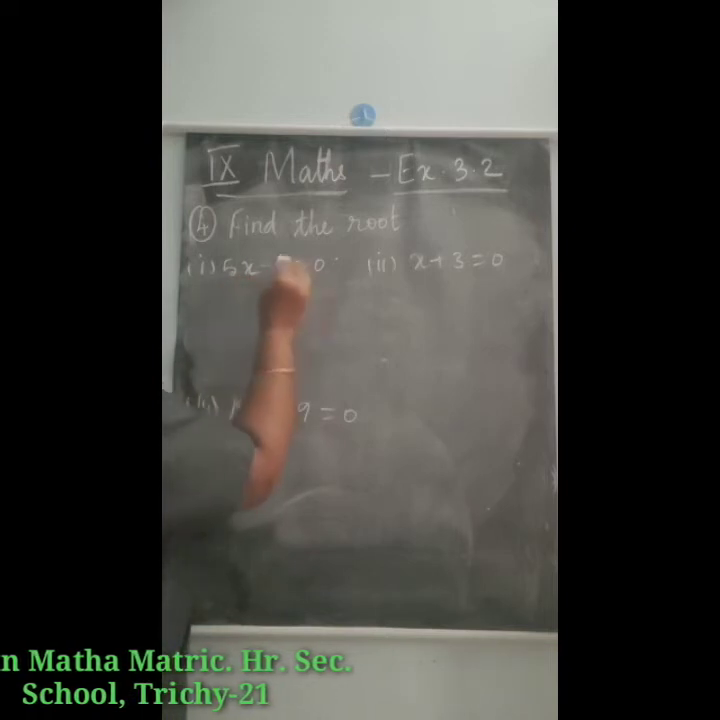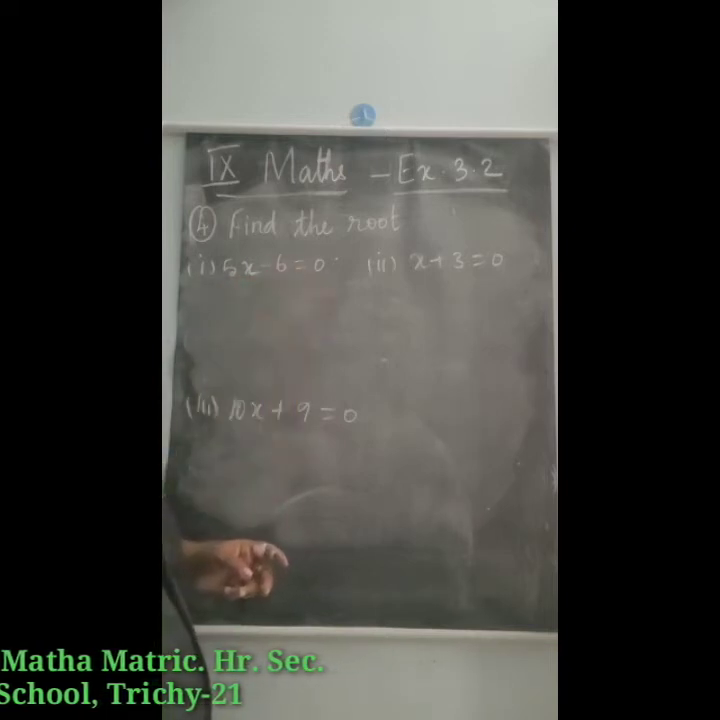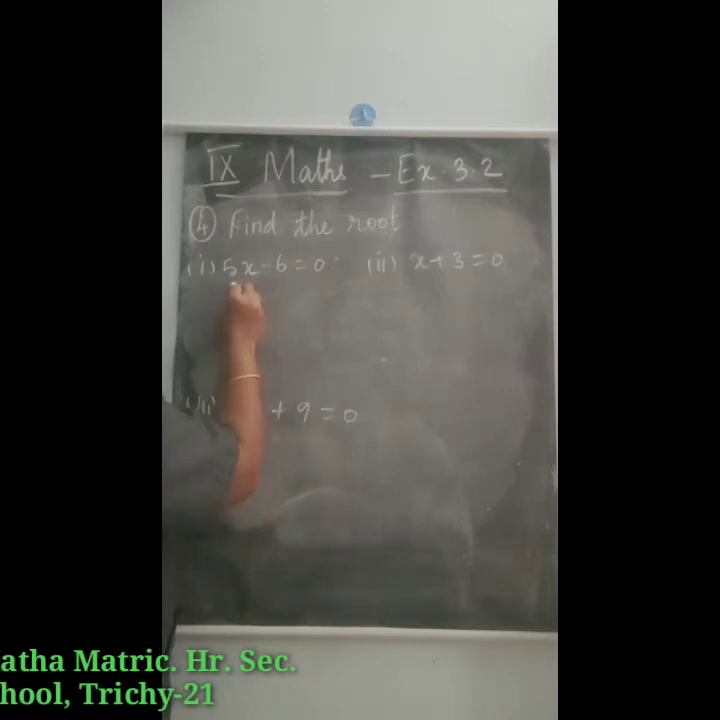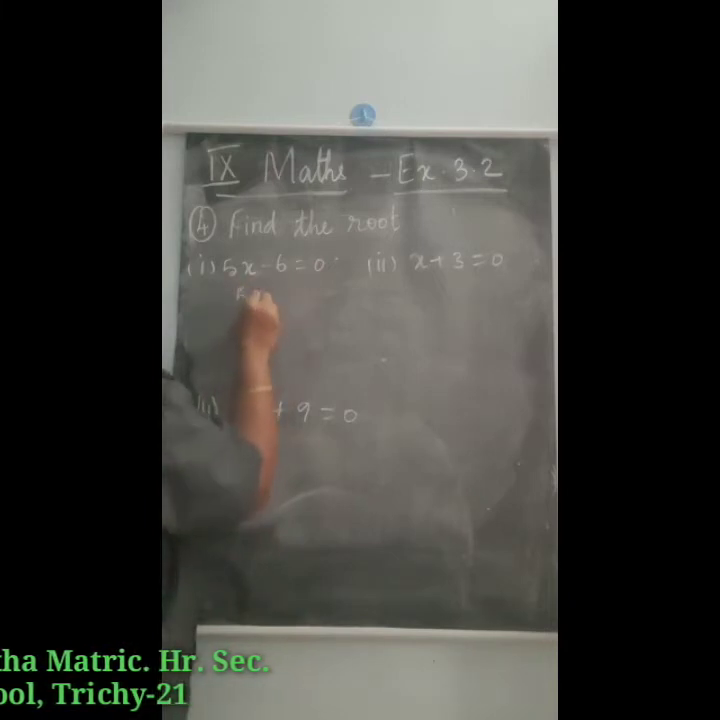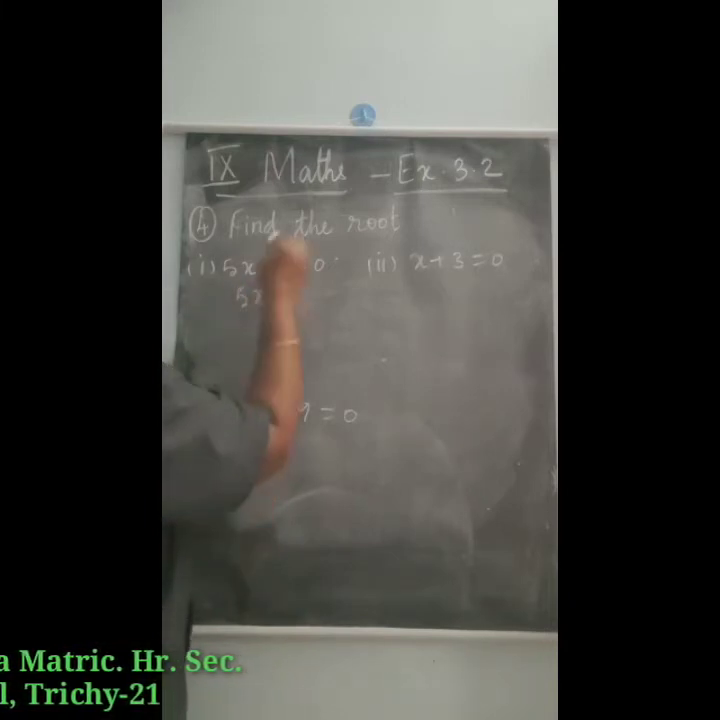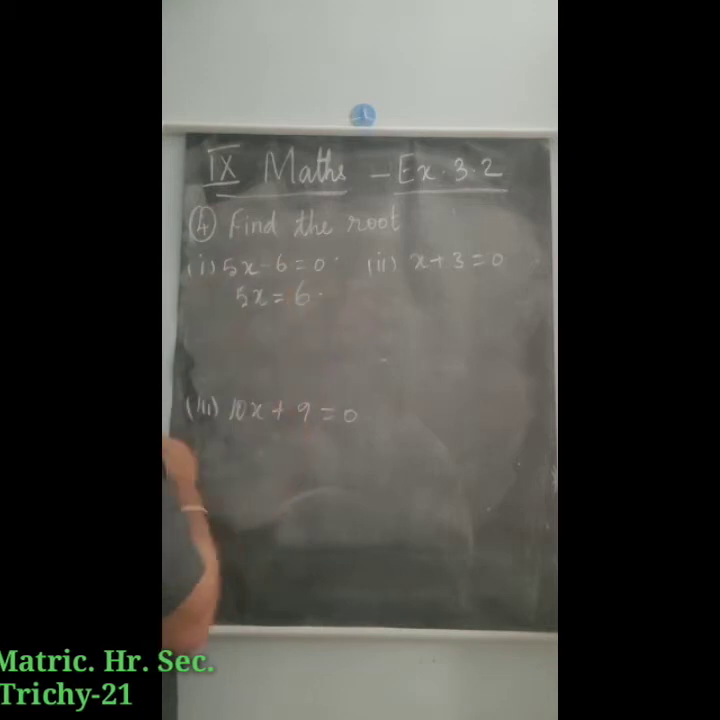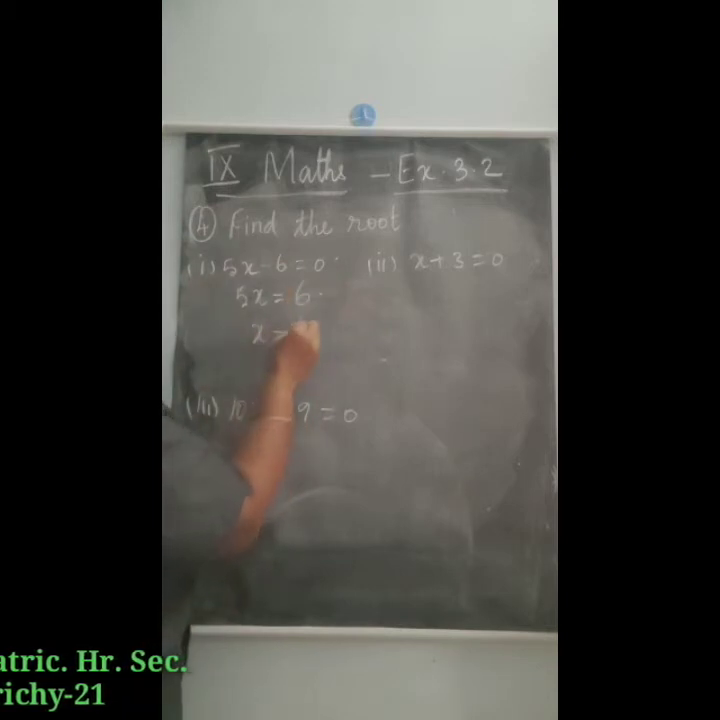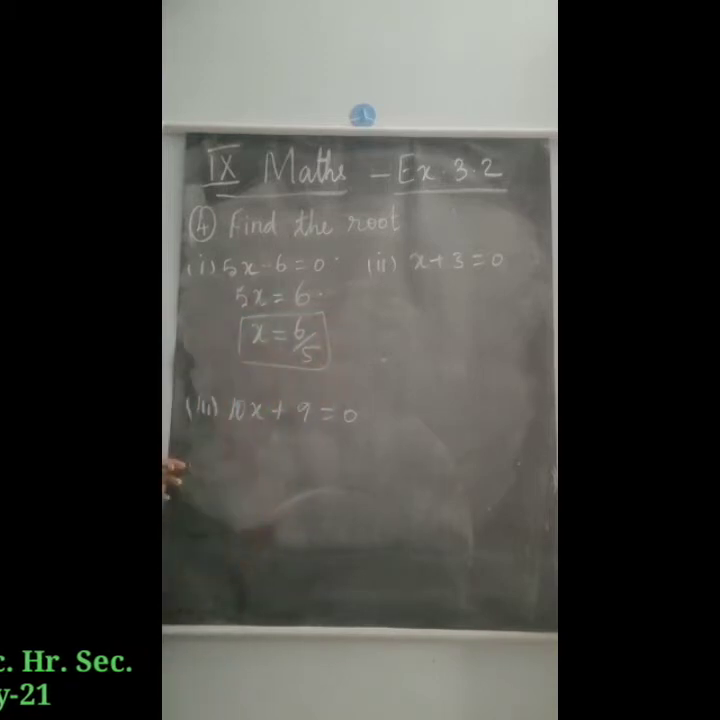5x minus 6 is equal to 0. So 5x is equal to 6, since minus 6 goes to that side and we get 6, and x is equal to 6 by 5. So what is the root of the polynomial in this question? x is equal to 6 by 5.